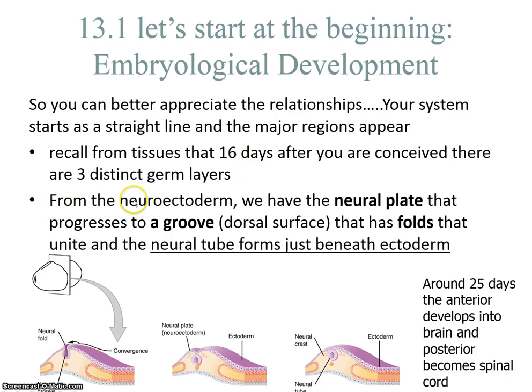From the ectoderm, in general, differentiates the neuroectoderm. We have a neural plate that then progresses to a groove, goes from a flat to a groove, right? And this happens on the back or posterior surface of the embryo. And the groove folds, and the folds unite, and this is what we call the neural tube.